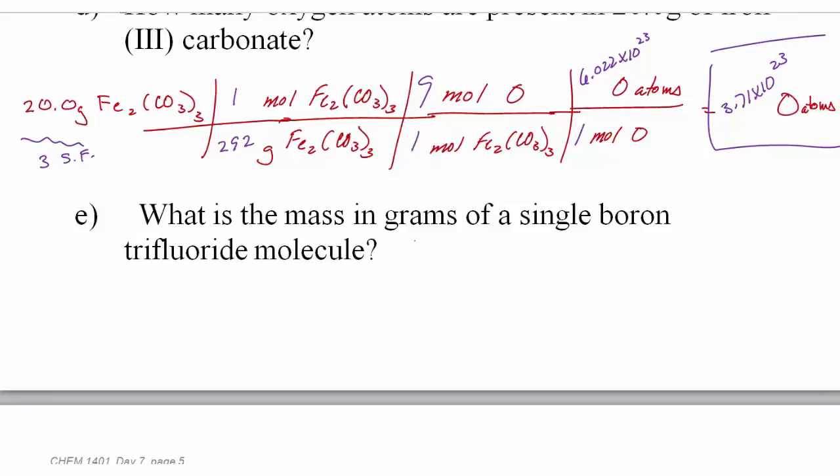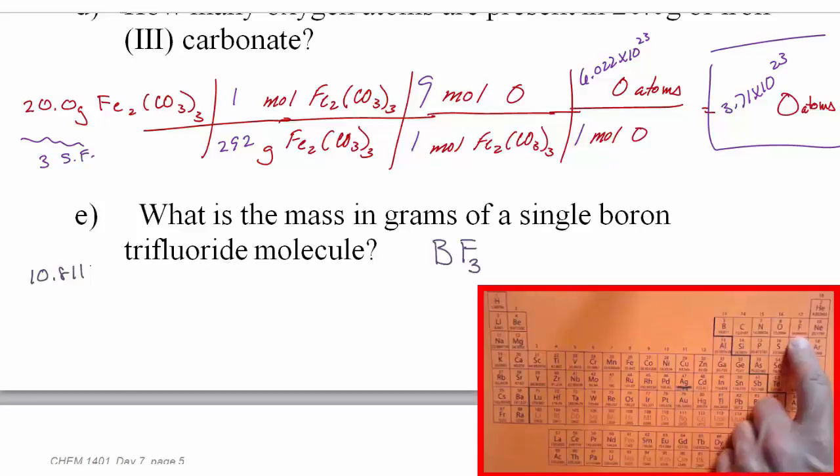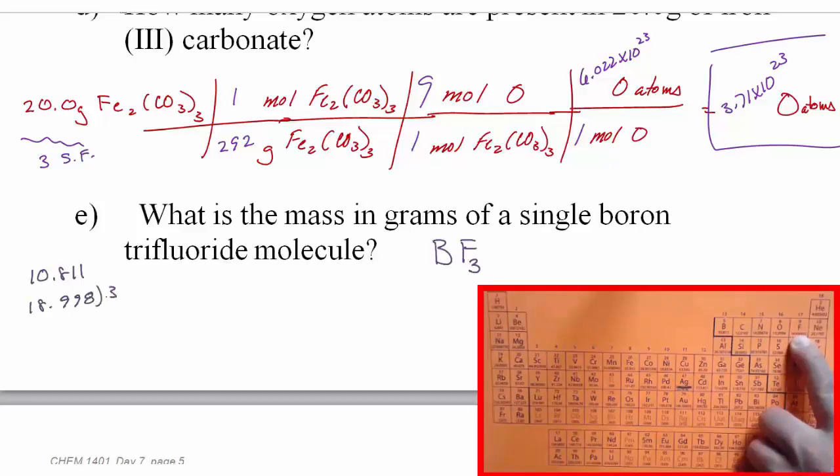So this is going to be a very small number. Now, boron trifluoride is BF3. What we're going to do is start with the molar mass of boron trifluoride. Boron is 10.811, fluorine is 18.998. But I need 3 of them.